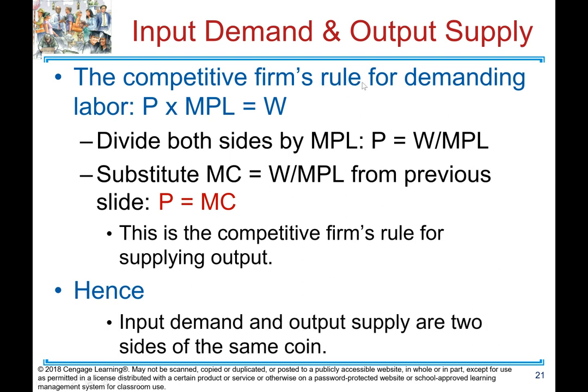The competitive farm's rule for demanding labor is: price times marginal product of labor equals the wage rate. If you divide both sides by MPL, then P is equal to W over MPL. Substitute MC equals W over MPL from a previous slide, and you find P equals MC. This is the competitive farm's rule for supplying output. Hence, input demand and output supply are two sides of the same coin.